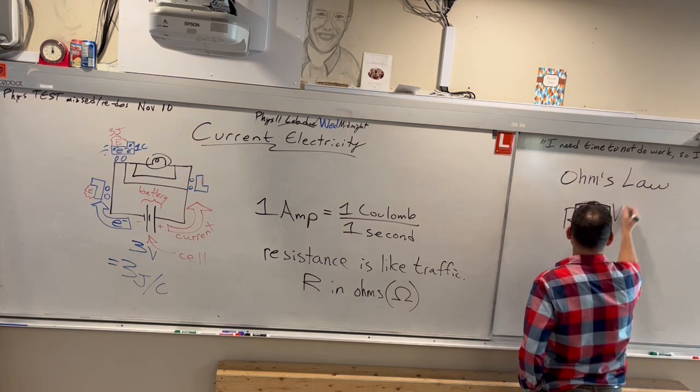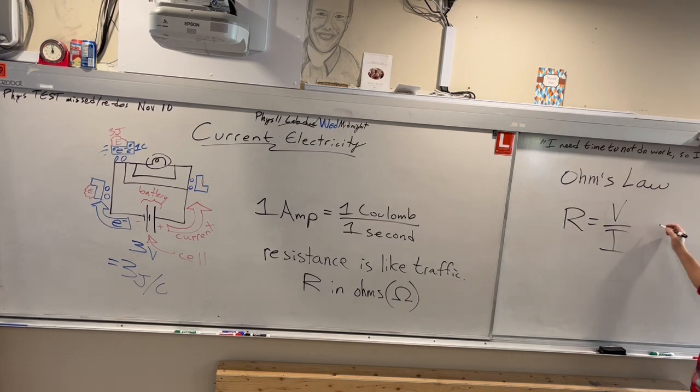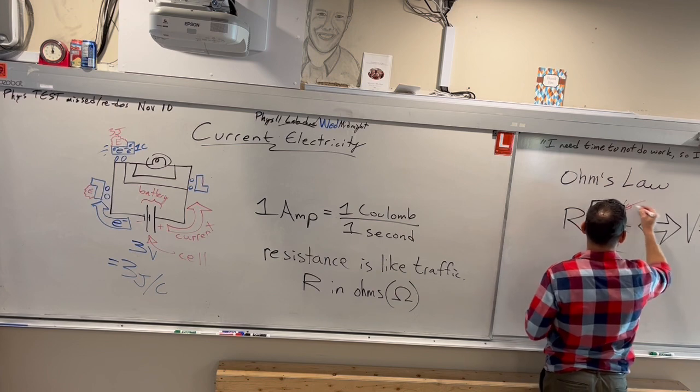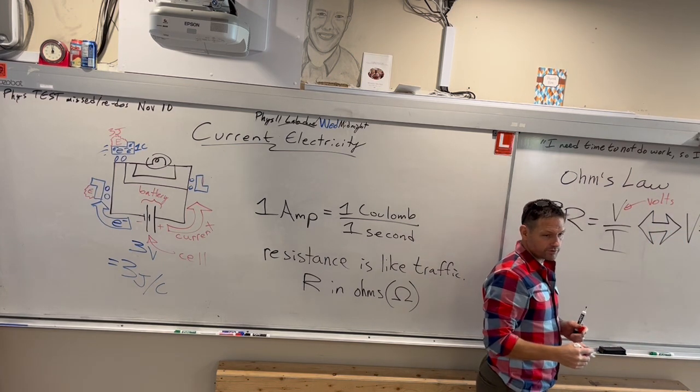R is equal to V over I. Oh wait, yeah, right. You could also say V equals I R. This is Ohm's law. It's back there somewhere in the blue. I is current. Thank you for saying that. So V is volts in joules, so that's joules per coulomb.